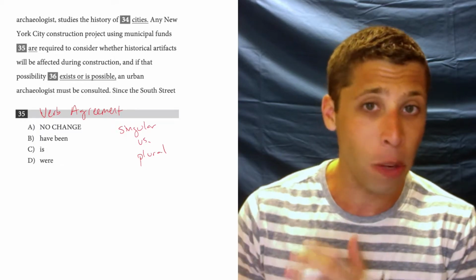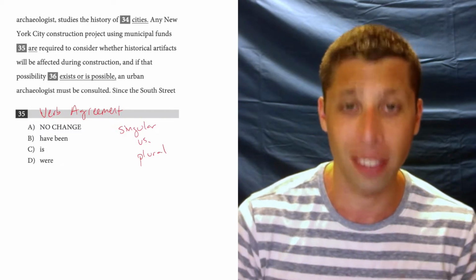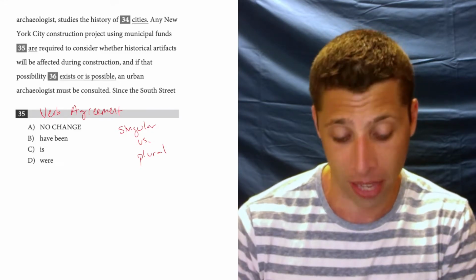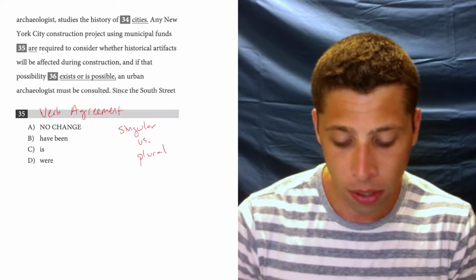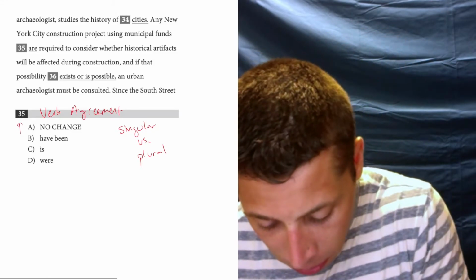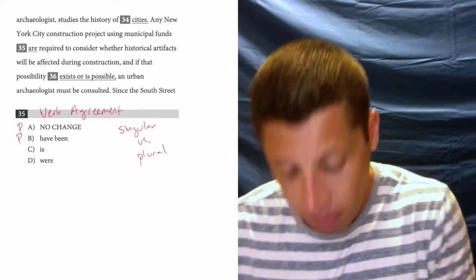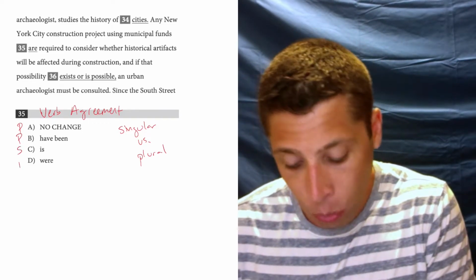So right off the bat, you might just want to go through these choices and see, are they singular or are they plural? Is this idea going to matter, or is it really just about tense? Well, the letter A was already there. Are is a plural verb. Have been is also plural. Is is singular, and were is plural.